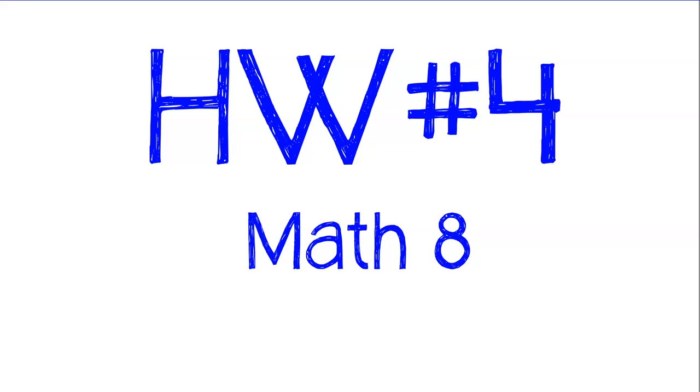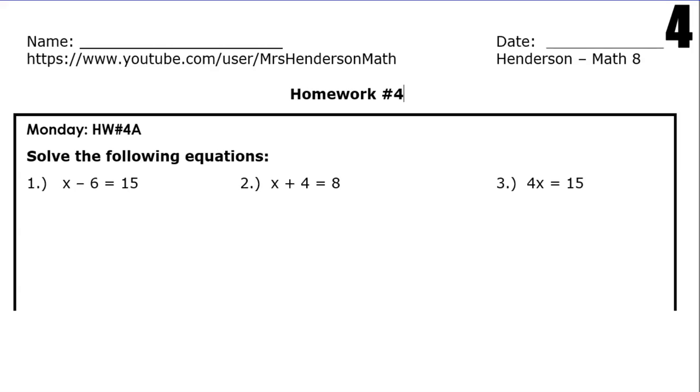This tutorial will help you to complete the questions on homework number 4. So the first box on homework number 4 asks you to solve the following equations using inverse operations. To solve an equation means to isolate the variable, or get the letter by itself. Whatever operation you see, you're going to do the inverse, and you're going to perform that operation, if it's addition or subtraction, once on each side.